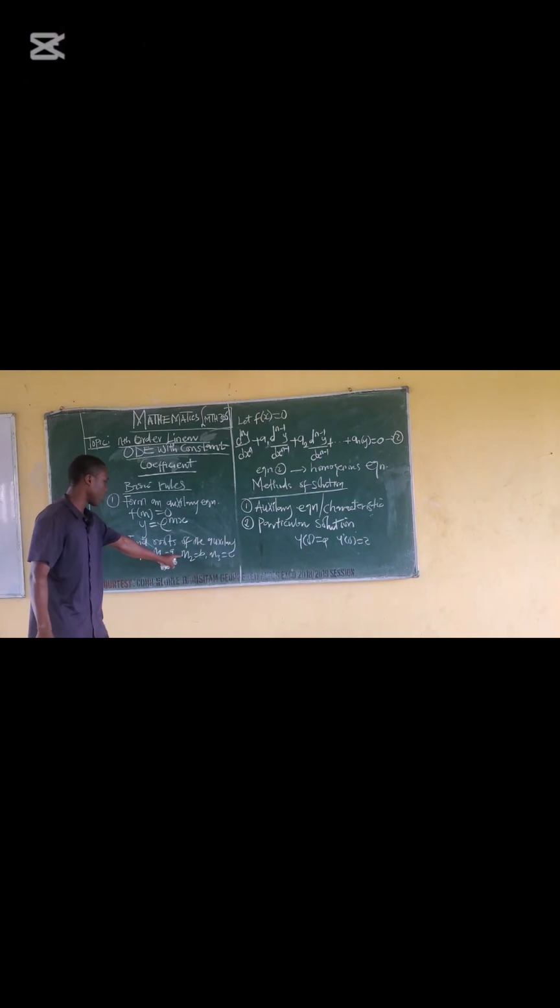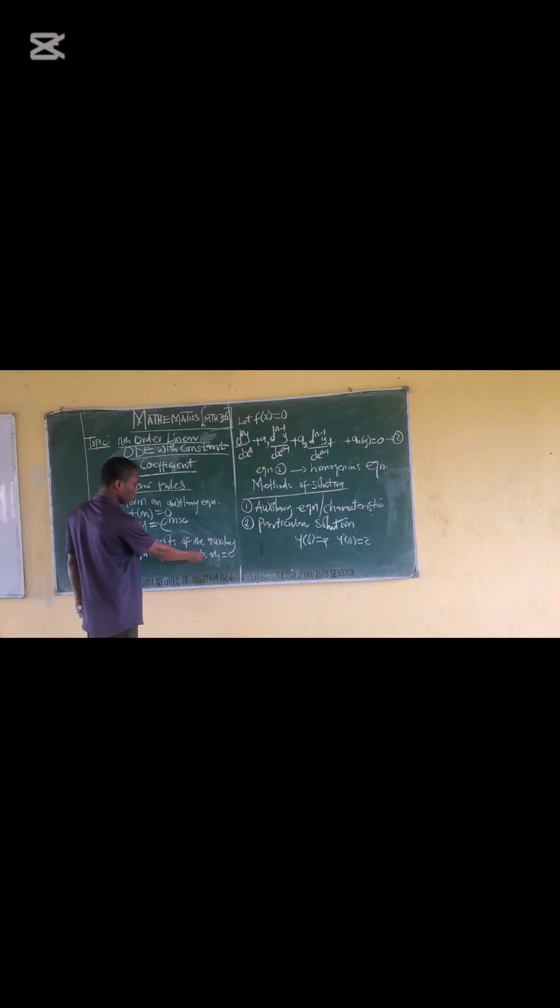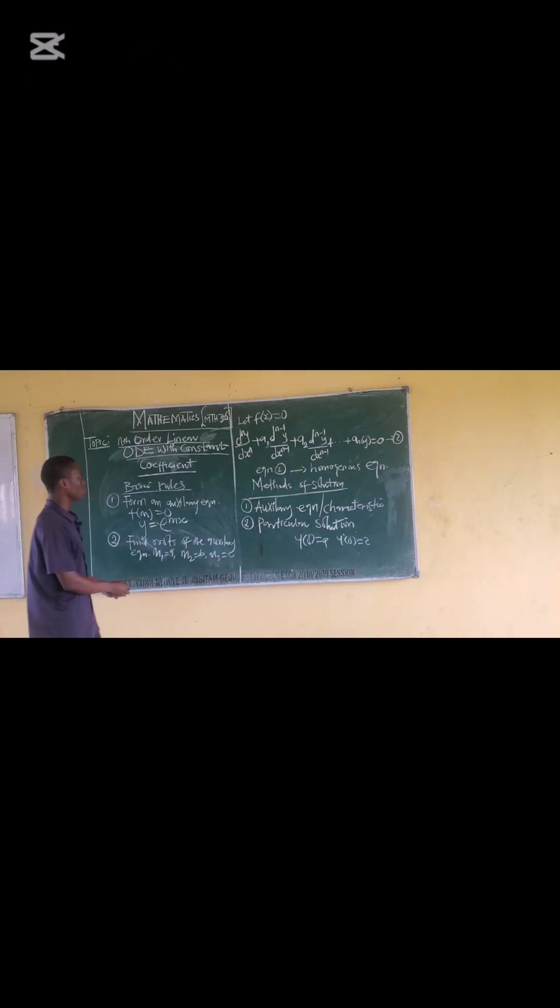All right, all these alphabets you are seeing here, A, B, C, they can be any number, while M1, M2, and M3 are the roots. So this M1 is equal to a certain number, M2 is equal to a certain number, while M3 is equal to a certain number. Then the last rule I'm going to give to you will be determined by the kind of roots you are getting from the auxiliary equation. The kind of roots you get will determine the next step you follow and the next method you are going to use.